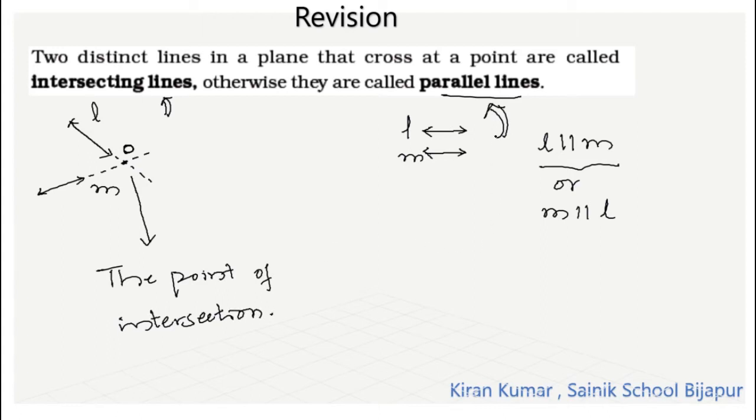For the parallel lines, the distance between the lines will remain constant throughout. It has got a constant distance between them.